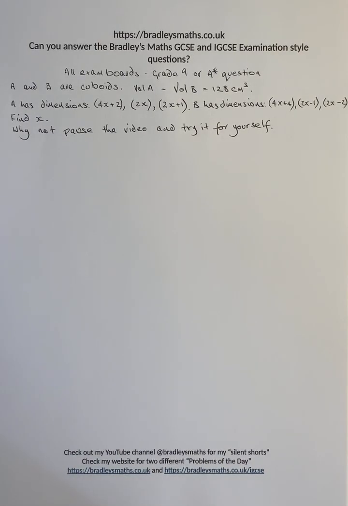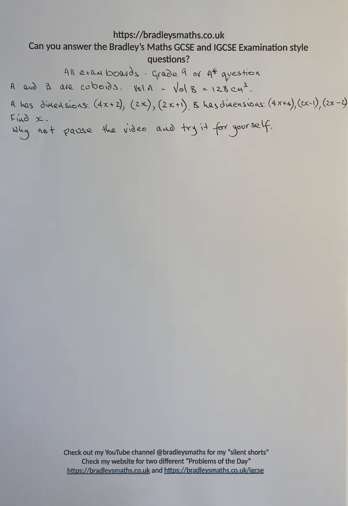Okay, so this is a question that all exam boards are likely to put on the exams at some stage. It's a grade 9 or an A-star discriminator question. A and B are cuboids. The volume of A minus the volume of B equals 128 centimetres cubed. A has dimensions 4x plus 2, 2x and 2x plus 1. B has dimensions 4x plus 4, 2x minus 1 and 2x minus 2. Find x. Okay, so why not pause the video and try it for yourself.